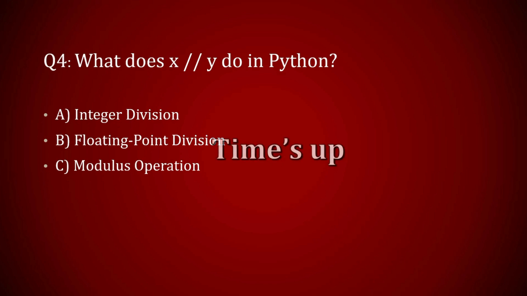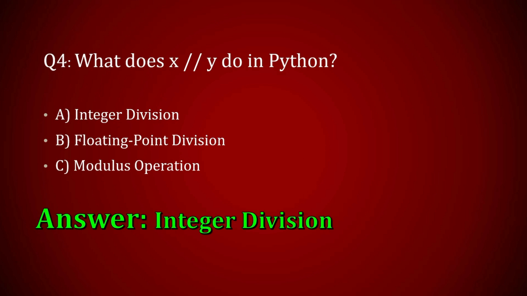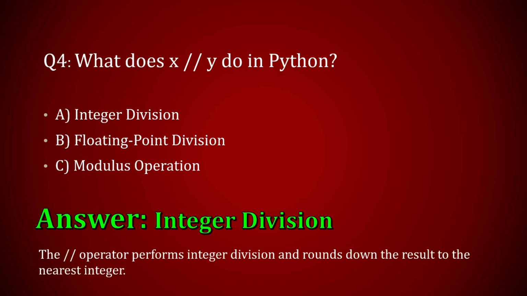Time is up. Let's reveal the answer. So the answer is integer division. So we call x // y integer division. The // operator performs integer division and rounds down the result to the nearest integer. Okay, let's say we have 5 // 2. If we use a single slash, 5 / 2, we already know that we'll get the answer as 2.5, right?